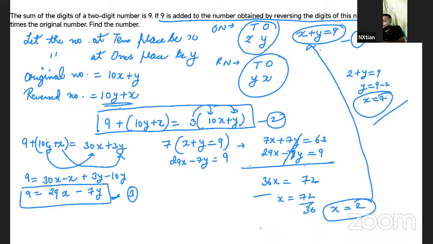This is the answer. So what is the original number? The original number is 27.